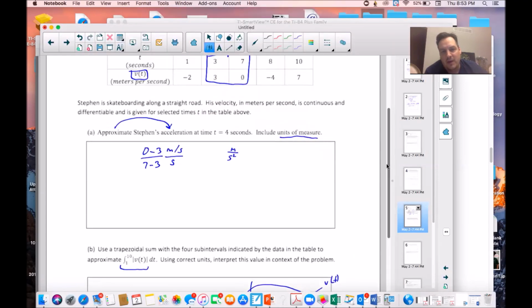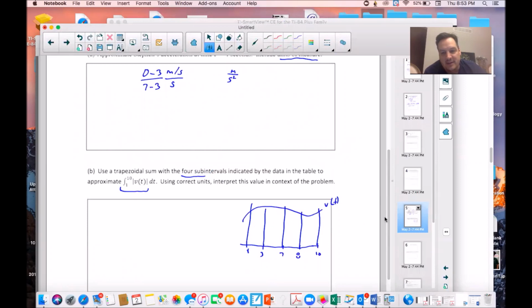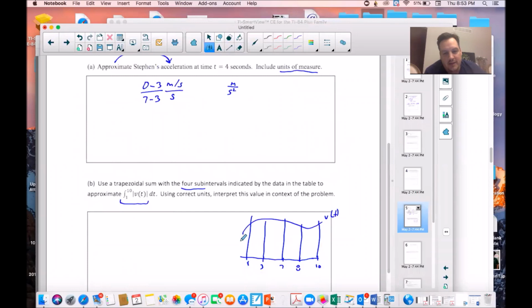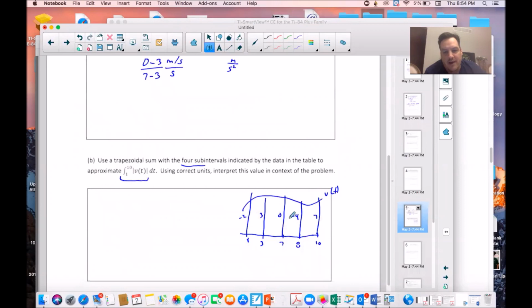So I like to take all the X values, 1, 3, 7, 8, and 10 in this problem. Those are the X values in the table. And I do that because if I just draw lines up, I can immediately see that we have 4 little spaces here, which is why it says 4 subintervals. And then I have my students label the height of each one. And so it's -2, 3, 0. So -2, 3 is the next one, 0. And then I think it was -4, and I'm hoping it was 7. Otherwise, I'm going to have to erase that. It was 7. That was awesome. These were the different Y values for each of those.